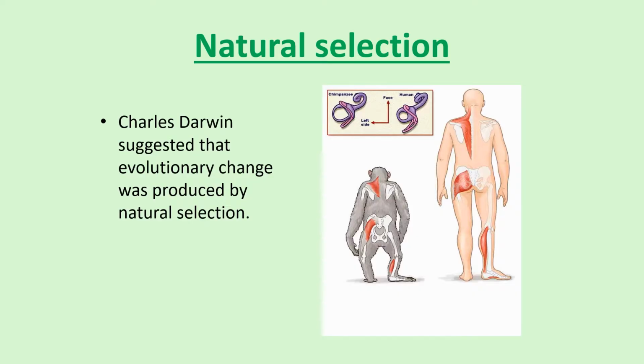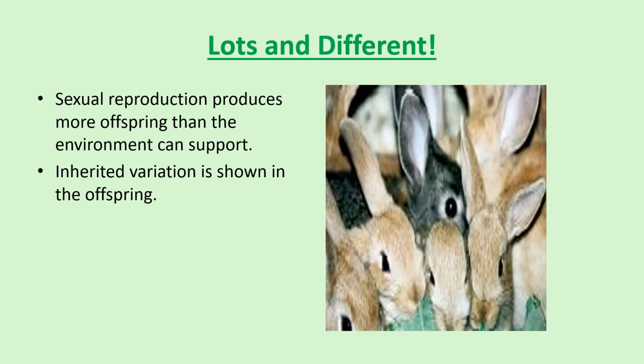Last video we were talking about how Charles Darwin noticed adaptations in finches, so now we are going to look at natural selection. Charles Darwin suggested that evolutionary changes were produced by natural selection and everything comes from a common ancestor. What exactly is natural selection? So sexual reproduction produces more offspring than the environment can support, and all of the offspring are very different, and this is because of inherited variation.